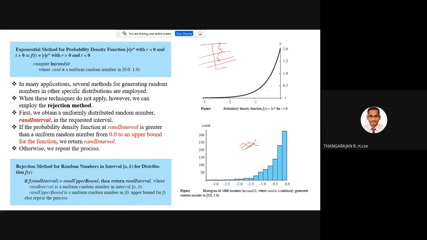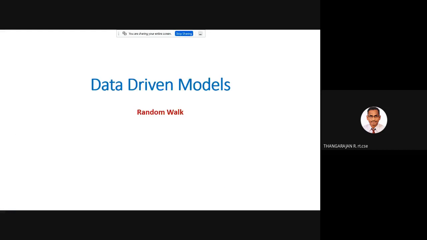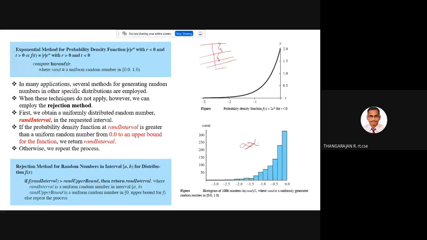T is less than 0. When t is less than 0, how does the curve look like? And when t is greater than 0, how does the curve look like? So that's what we are. And for generating them also, you can generate using this formula.